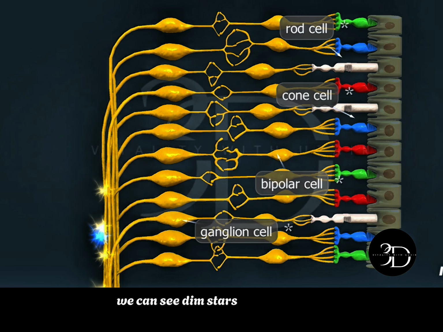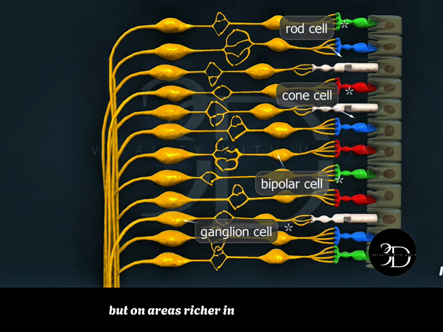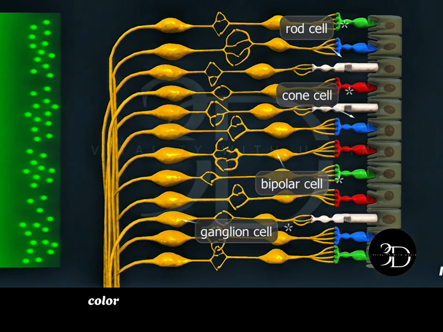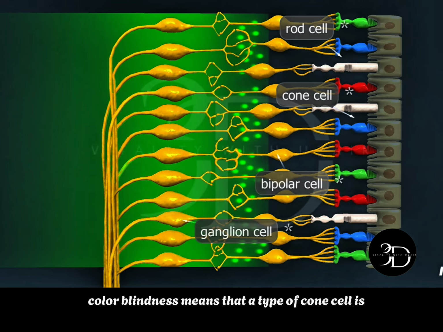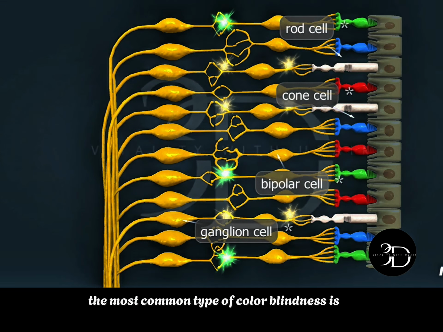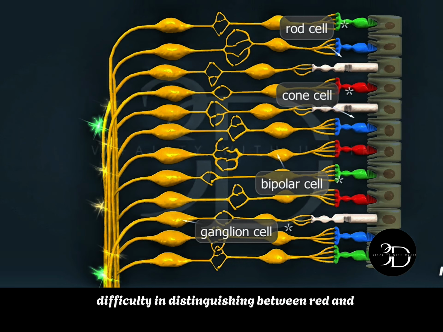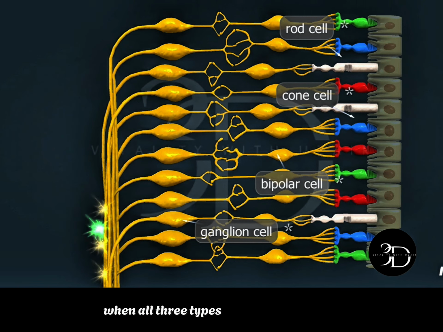We can see dim stars better using our peripheral vision, because this way their images are not formed on the macula, but on areas richer in sensitive rod cells. Color blindness means that a type of cone cell is missing or does not work properly. The most common type of color blindness is red-green dichromacy, difficulty in distinguishing between red and green colors. When all three types of cones are involved, total color blindness or monochromacy occurs.